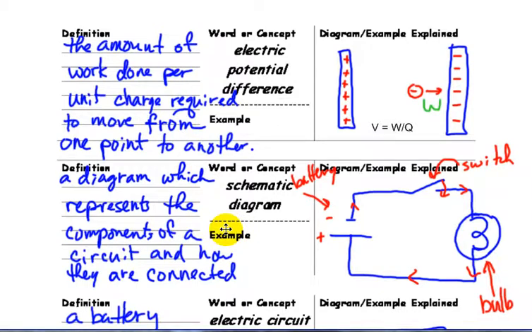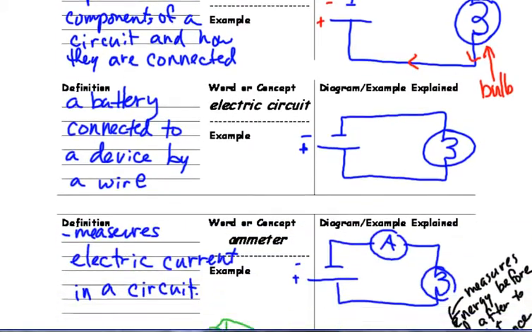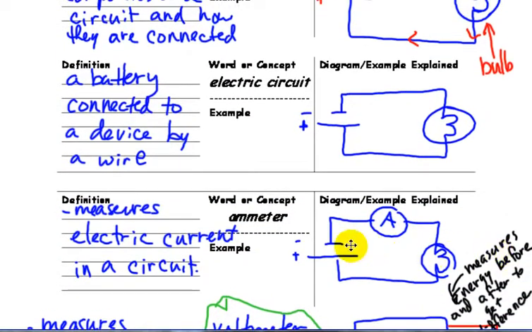Schematic diagram: a diagram which represents the components of a circuit and how they are connected. So a battery here, the negative and positive pole. A switch, if it's broken here, that could be used to determine what a switch looks like. And then, of course, if I close that, it's connected, goes through a bulb, etc. Electric circuit: a battery connected to a device by a wire. Ammeter, of course, measures electric current in a circuit. It has to be part of the path itself.